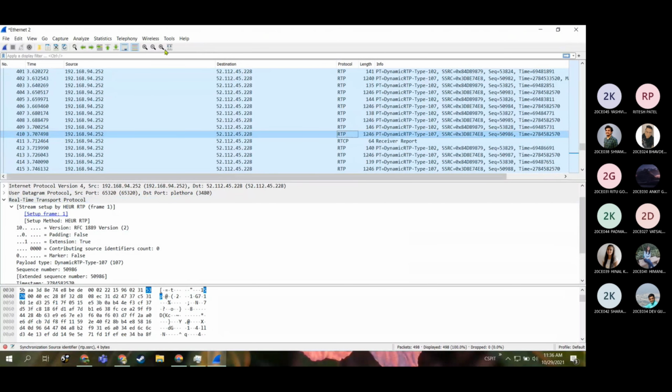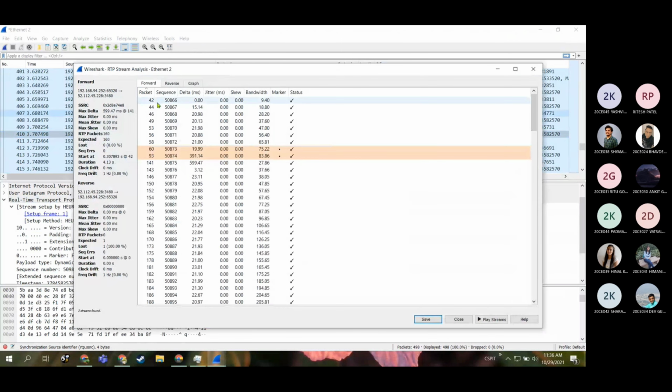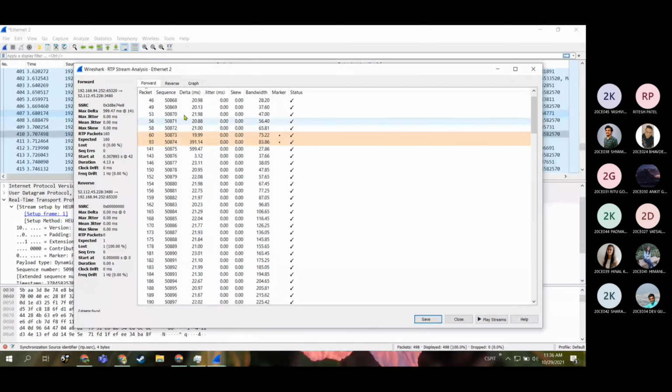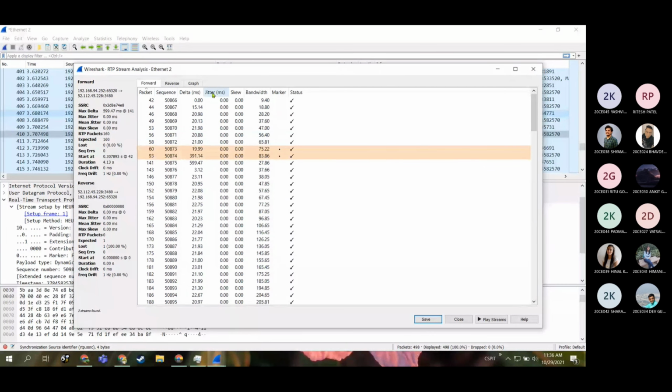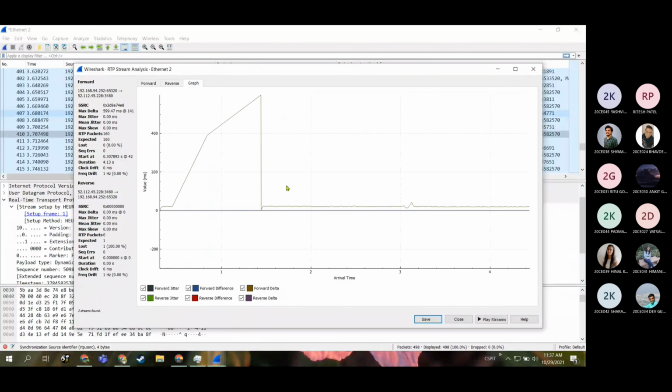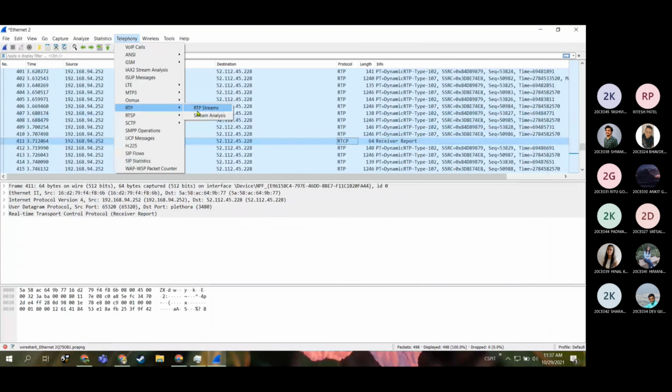And if I want to show you the jitter part, this is the RTP stream analysis, which has packet counts. This is provided by RTCP actually. Then sequence numbers, then delta, jitter, which I was talking about, bandwidth, marking, and status. So this is the graph. I guess I will see it in the RTCP packet in that jitter part.